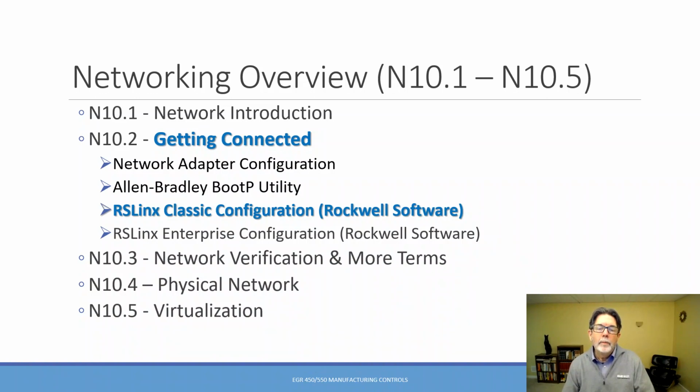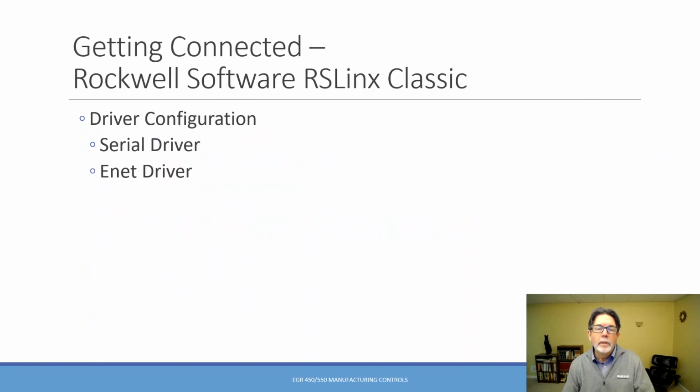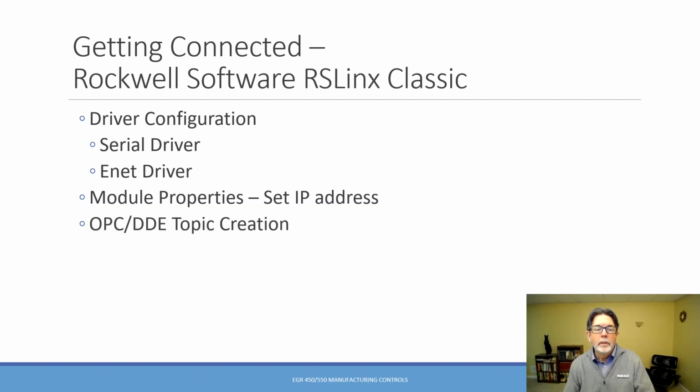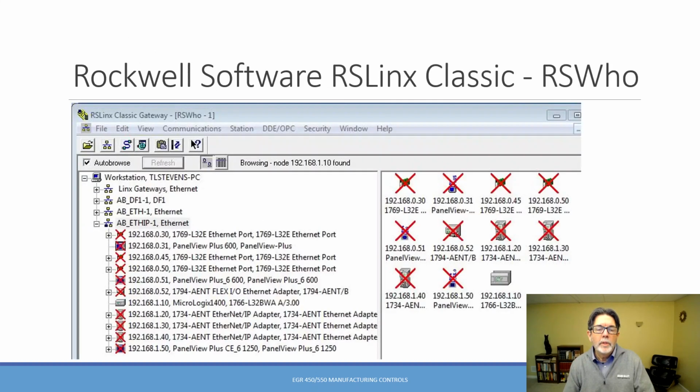So we would configure this through RSLinx Classic, and we're going to talk about how to configure the driver for serial and Ethernet drivers, how to set the module properties, and set the IP address. So instead of using the BootP utility, we might alternatively use RSLinx Classic. And also we'll talk about OPC/DDE topic creation and what that is and why we would use it.